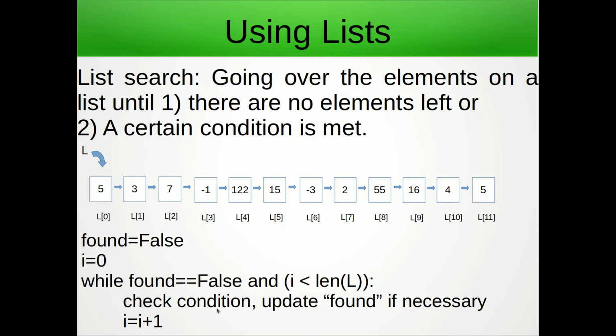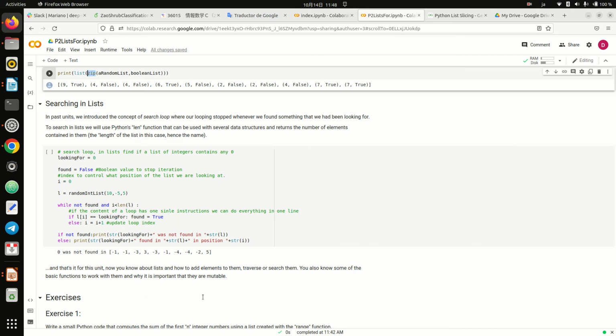And then I'm going to update my loop variable. Don't forget to do this. If you forget to do this, you will create an infinite loop, because you will start with found false and a value that also is smaller than the length of L. And if you don't update i, you will never exit this loop and you will have to break the execution of the code. Let's see this in the Jupyter notebook.